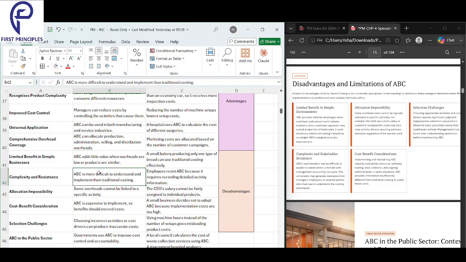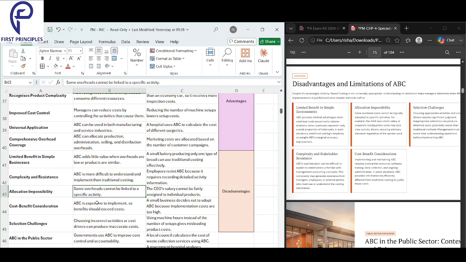You obviously need to have an ACCA qualification or a similar type of qualification to make sense of this, and sufficient training time you have to give. Simply anyone cannot understand. Then some overheads cannot be linked to specific activity, like a CEO's salary cannot be fairly assigned to individual products. So some overheads just can't be linked. Then cost benefit consideration, ABC is very expensive to implement, so the benefit should exceed the cost.